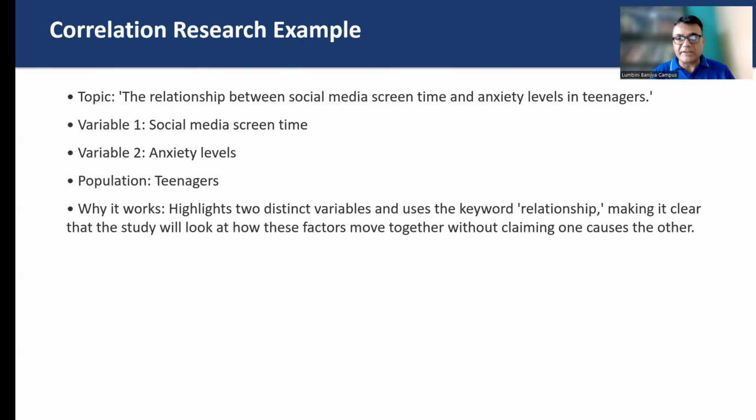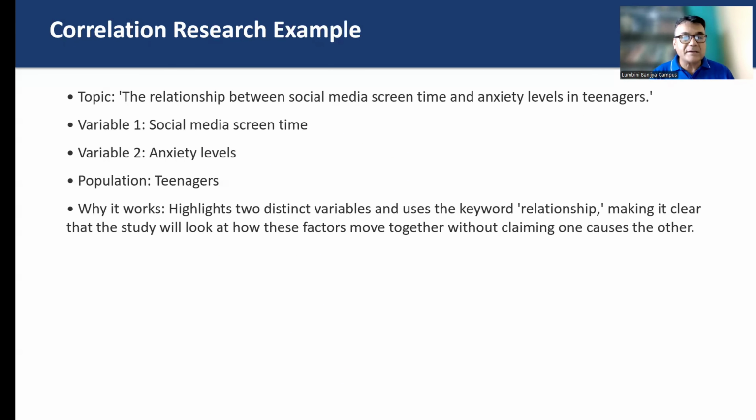So let's have a look at this correlation research example. Topic: the relationship between social media screen time and anxiety levels in teenagers. Have a look here. Variable one, social media screen time. Clear? Second one, variable two, the anxiety levels. And what is your population? That is teenagers.